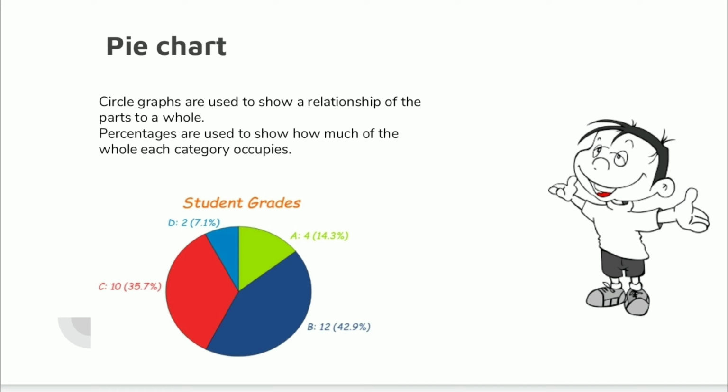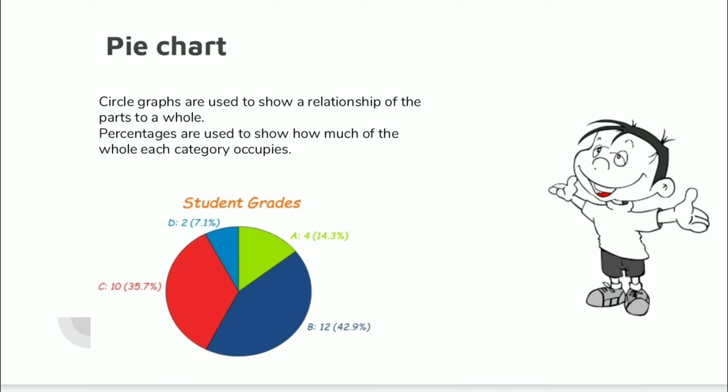So percentages are used to show how much of the whole each category occupies. Now, usually when we're doing a pie chart, we do not use whole values, we use percentages. This is because one whole is considered 100%. So when we separate our whole, we should get different percentages that equal 100%. If we do a pie chart and the sections, when totaled, do not add up to 100%, the pie chart is inaccurate.